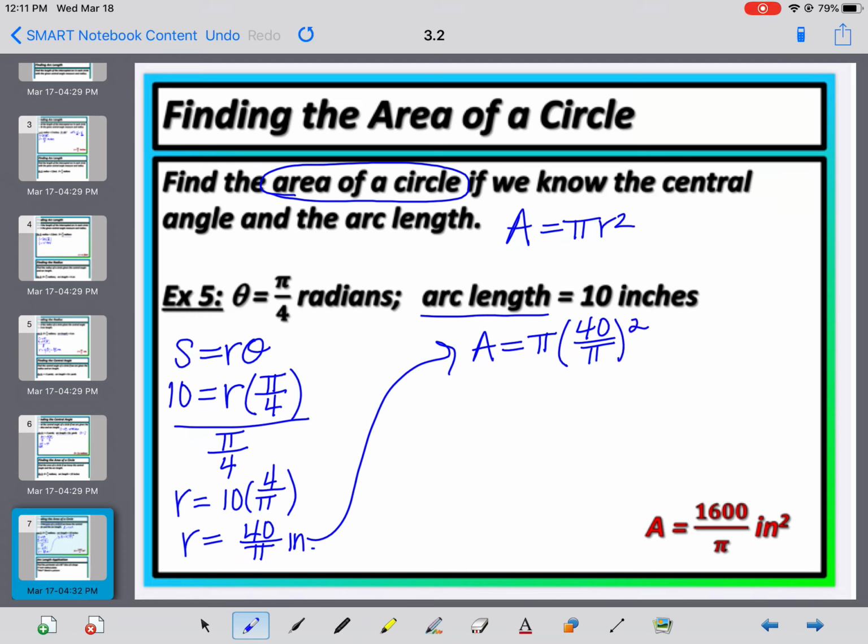times r squared. In order to square that fraction, we're going to square the top number, and then we're going to write pi squared on the bottom. So always leave it in terms of pi unless otherwise directed. Now I can cross cancel this pi with 1 on the bottom, leaving me with 1,600 over pi, and this should be inches squared.